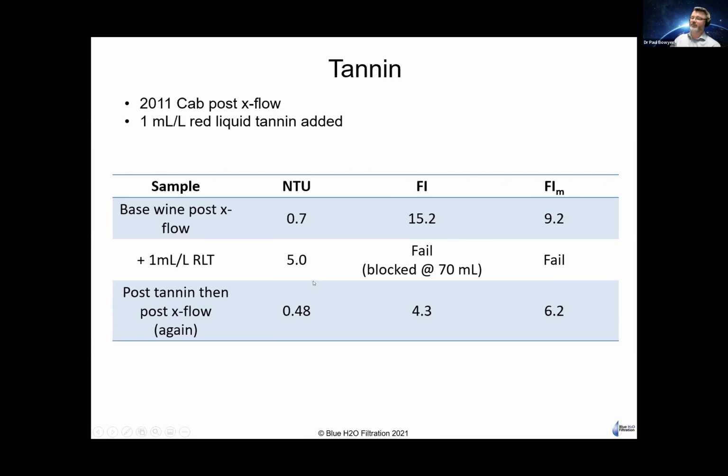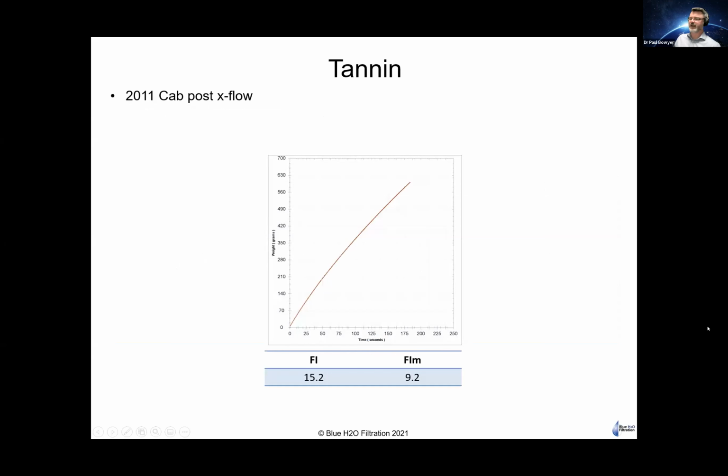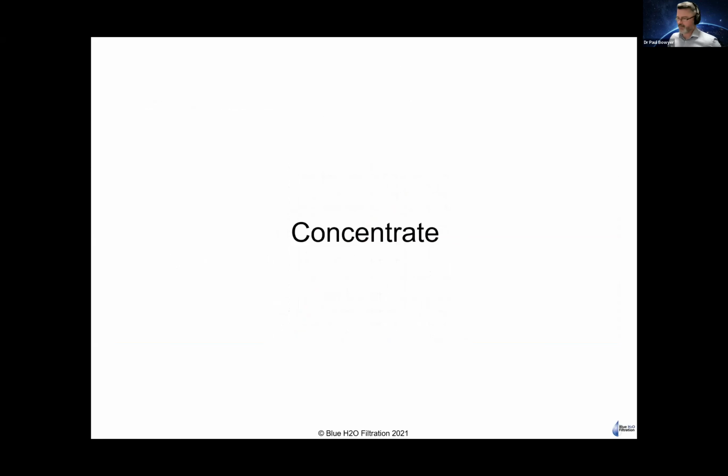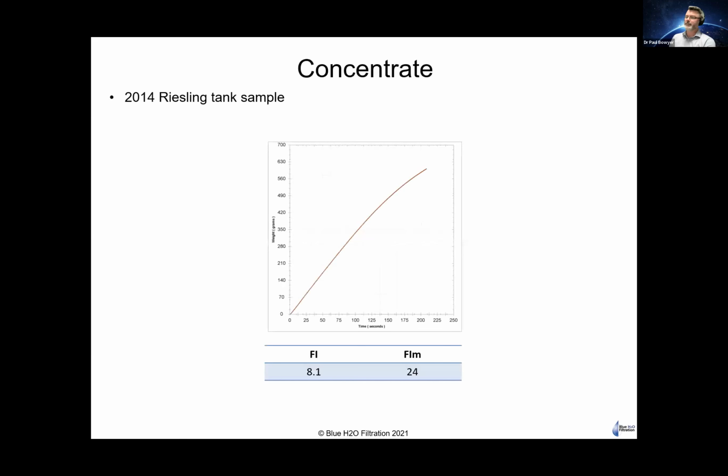So then it had to be put back through Crossflow again, which basically took out most of what was added and cleaned the wine up. So if you want to look in terms of filterability charts, that's the base wine. That's when the colour was added, and that's when it was all taken out again by the Crossflow. So a bit of a pointless exercise in that case. Concentrate is essentially colloidal grape juice, so you've got to be quite careful with that one.